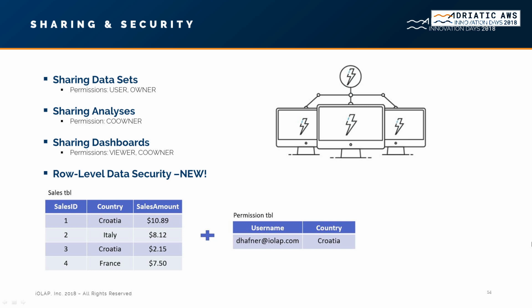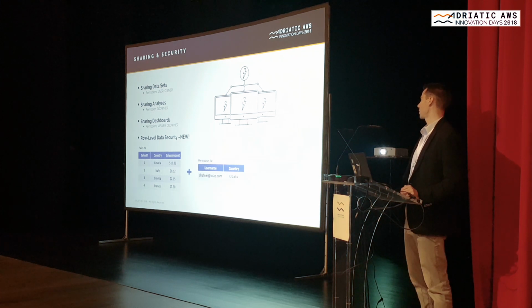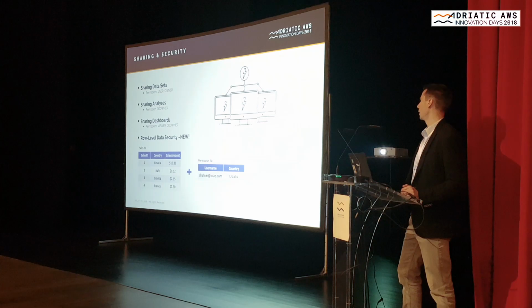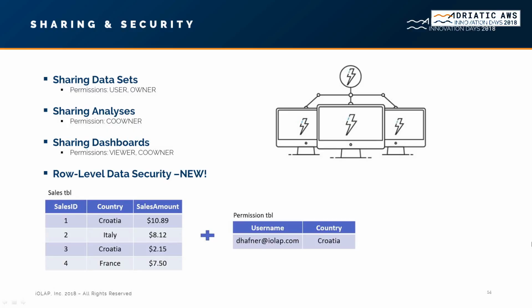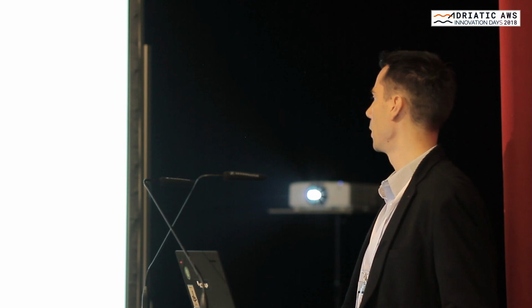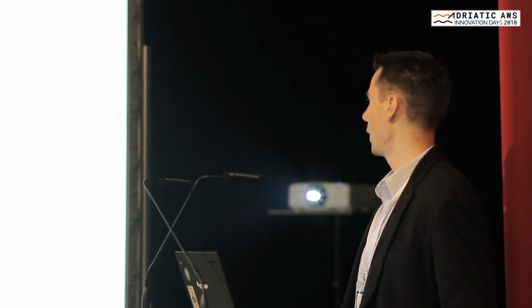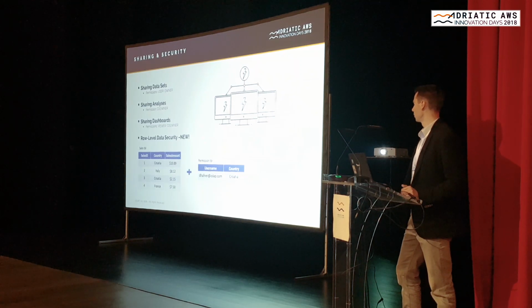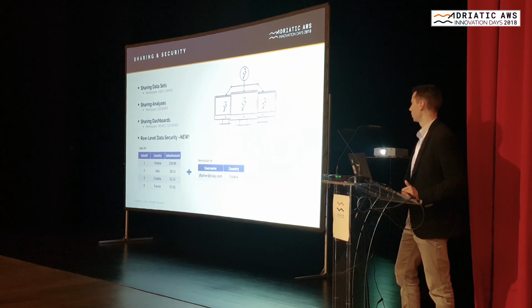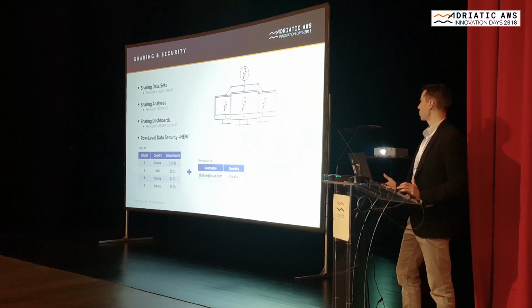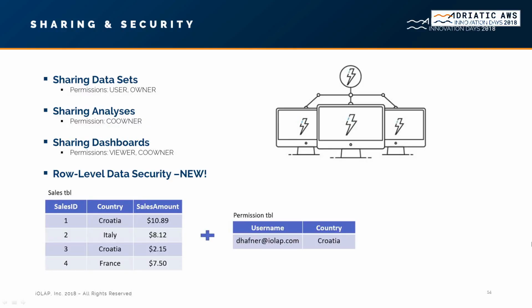If you want some users to see only Croatia data, you need to create another table, a permission table, and you need to put at least 2 columns in it. The first column is mandatory, that is a username, and the value in this column will be connected to the username in QuickSight. The second column is the column that you want to filter by, so I put here country. So for myself, I can only see Croatia amounts. And you hook up this permission table to your data sets.